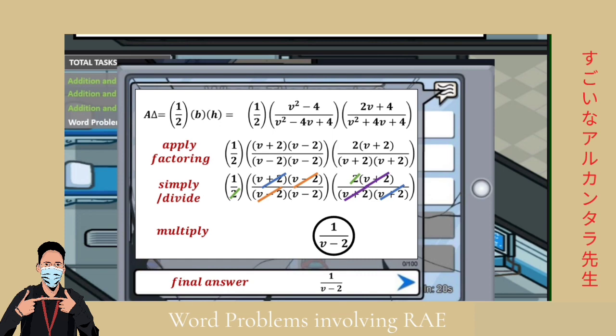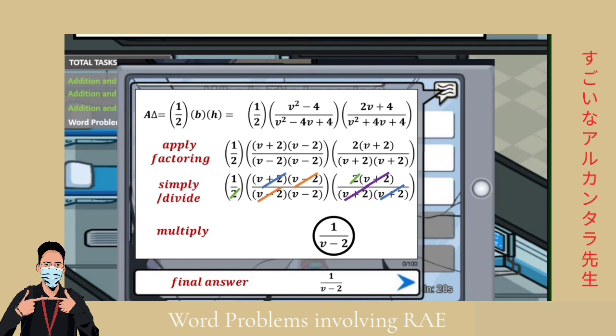And then if you look at the numerator of the second RAE, they have a GCF, so factor out the GCF, which is 2. So 2v divided by 2, that's v, sorry, then 4 divided by 2, that is 2. And then for v squared plus 4v plus 4, this is an example again of a perfect square trinomial. The factors will be v plus 2 and another v plus 2. Since they both have v minus 2's, we can cancel that out. They both have v plus 2's, two pairs actually. We can simplify that also.